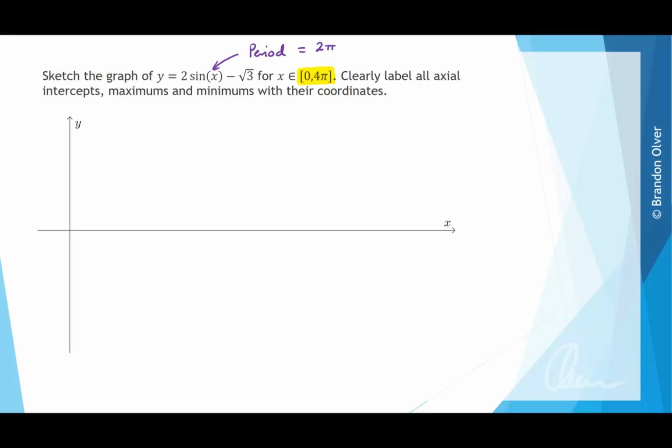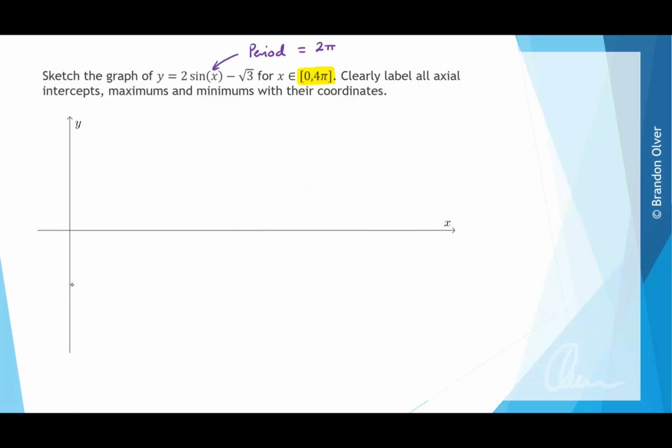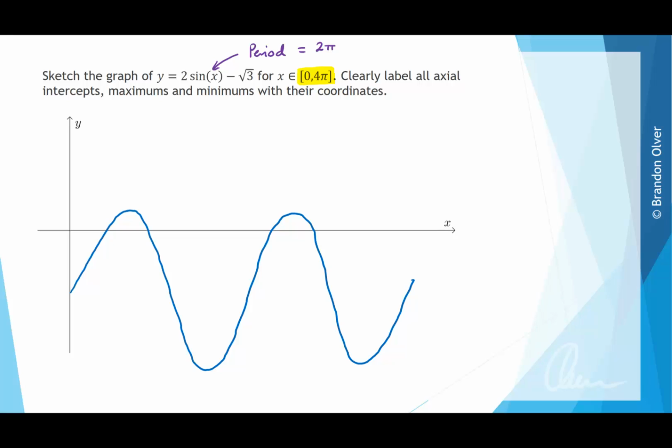So before we go and find all of the key features and their exact values, we'll just get a feel for where this graph is going to be. So if we were to graph 2 sine of x, it might be something like this. Then all we're going to do is take that and move it down. So we're going to translate it root 3 in the negative y direction, and that will be the finished graph. So I'm going to take that one off, and then once it's translated down, the new graph is going to look something like this. So that is 2 sine x minus root 3. So it's just the 2 sine x graph translated the square root of 3 in the negative y direction.